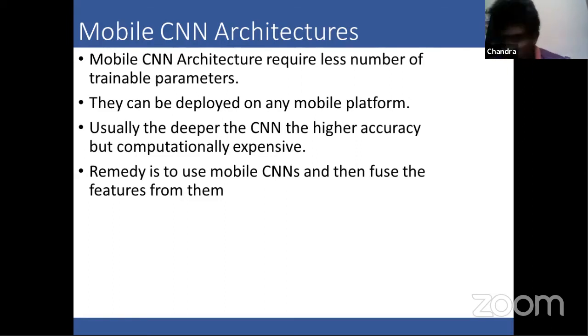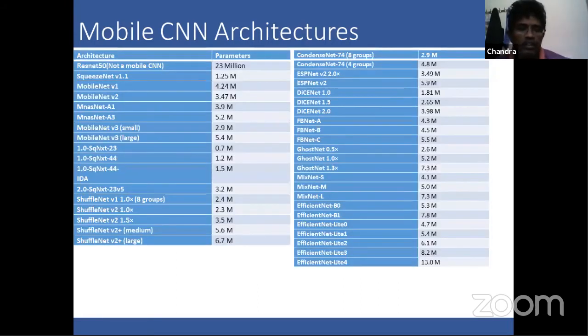Why have I chosen mobile CNN architectures? The reason is that the deeper the CNN, usually the higher the accuracy, but it is computationally expensive. So conventional CNN architectures like AlexNet, VGG16, VGG19 are very tough to deploy on a mobile platform or, for example, a UAV, because of the constraints on battery power, time and processor speed. The remedy proposed here is to use mobile CNN architectures and then fuse the features from them. These are the architectures that I have selected.